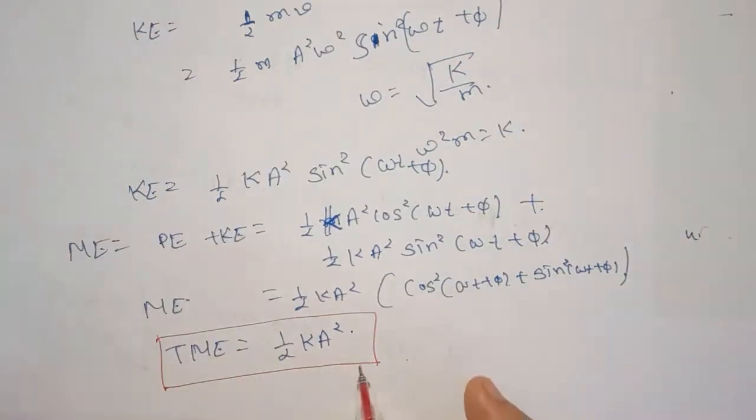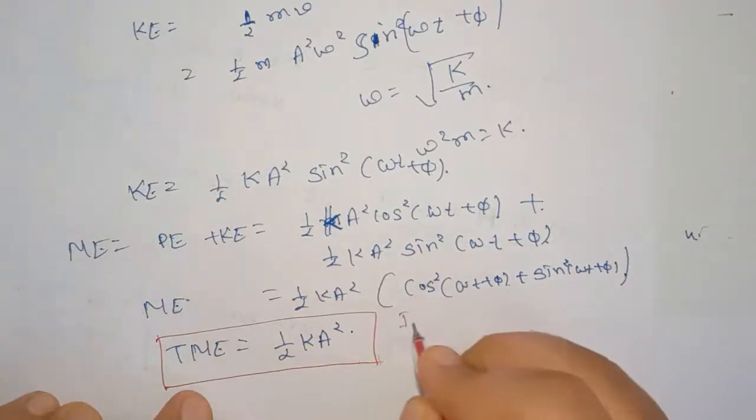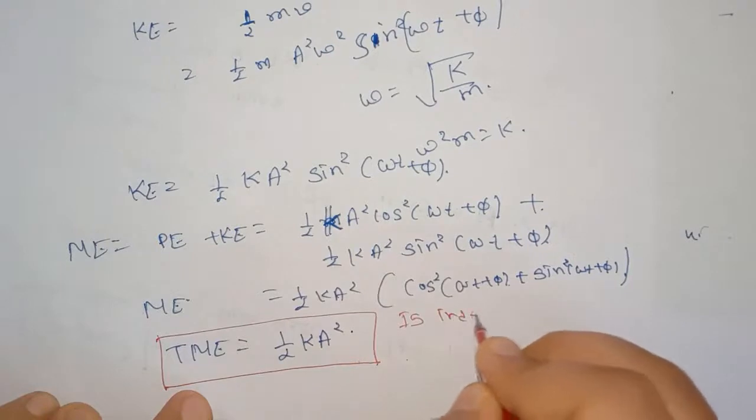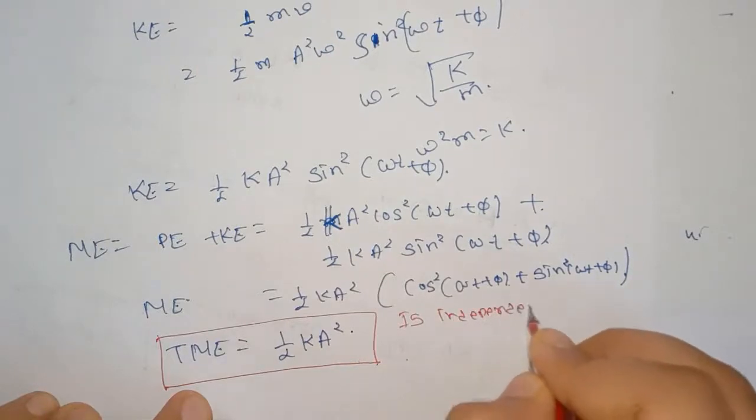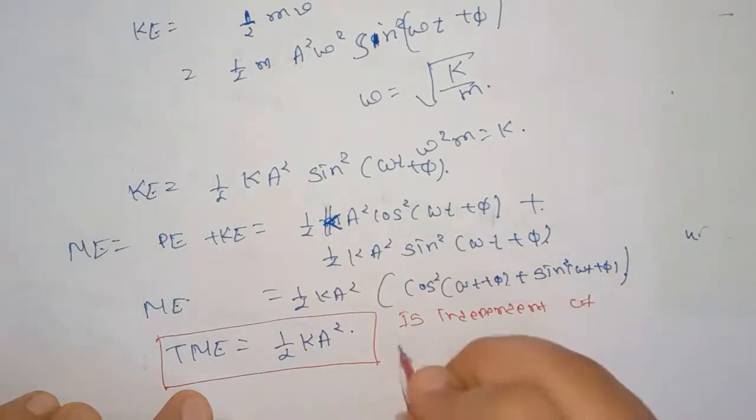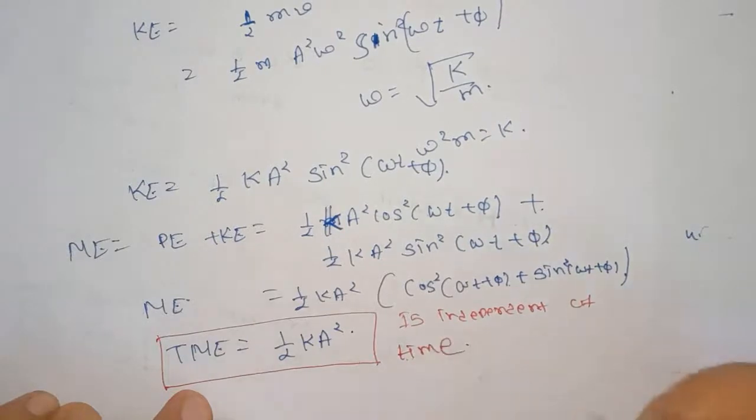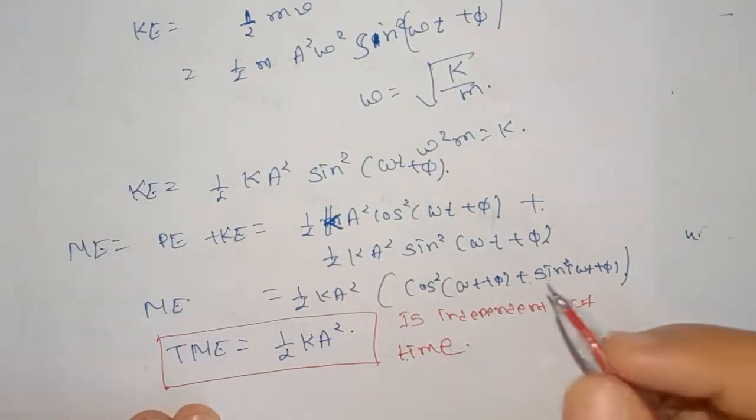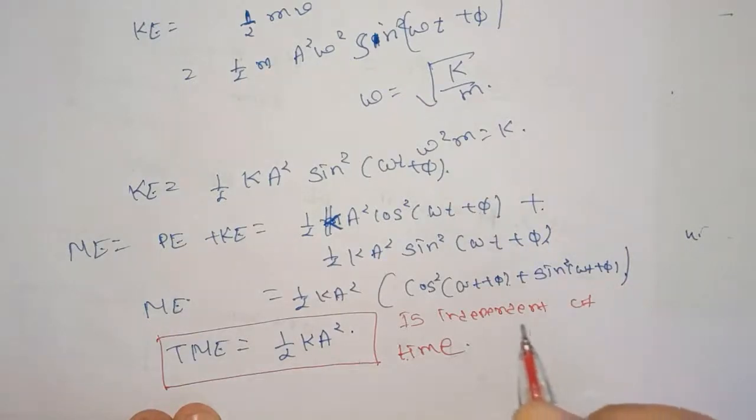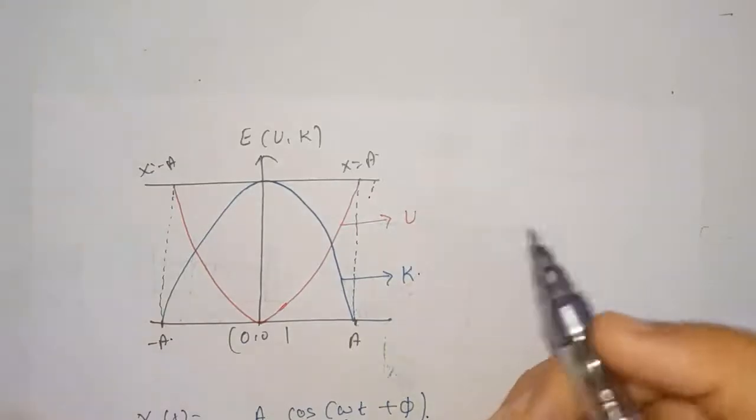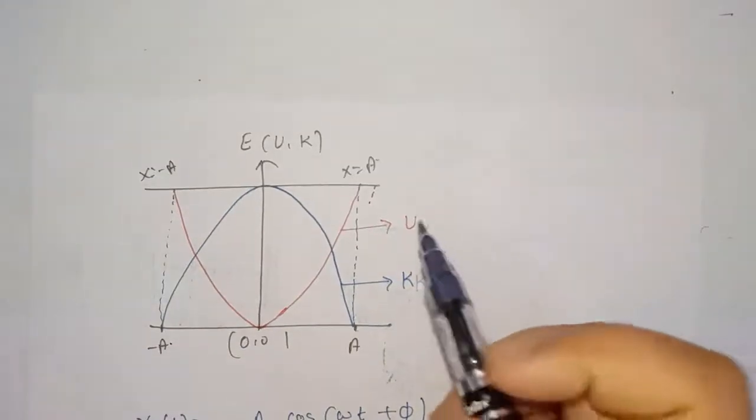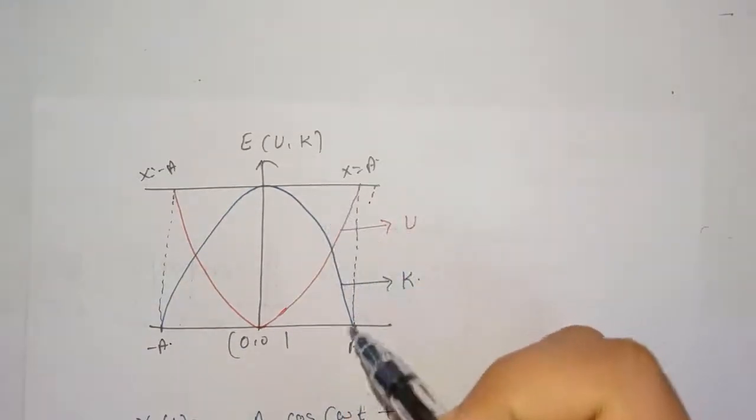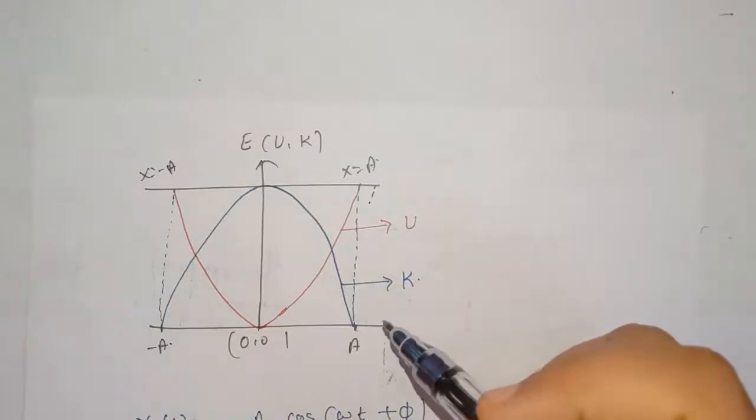From this equation, we can see that total mechanical energy is independent of time. So at any time instant during the motion, the total mechanical energy will be constant. Now let us plot the graph of energy versus position.